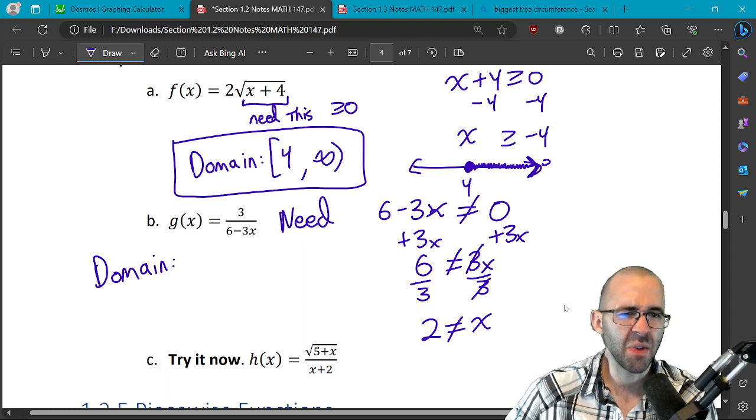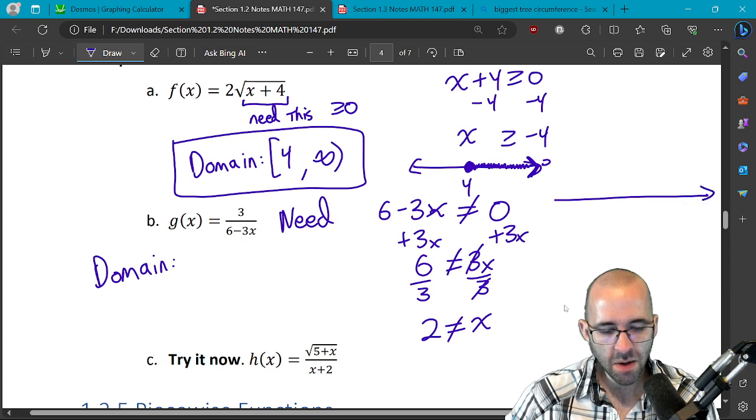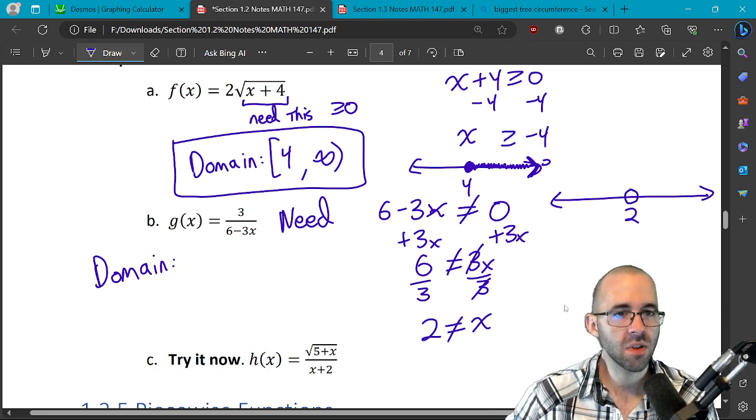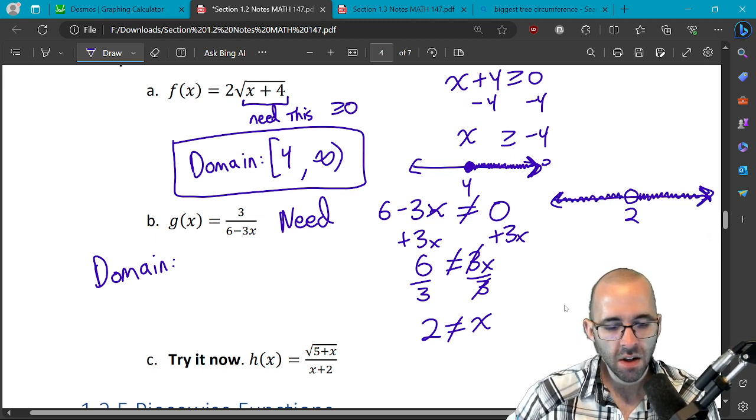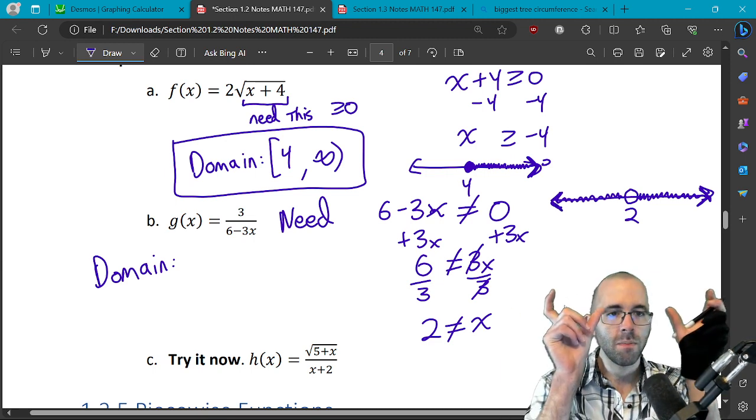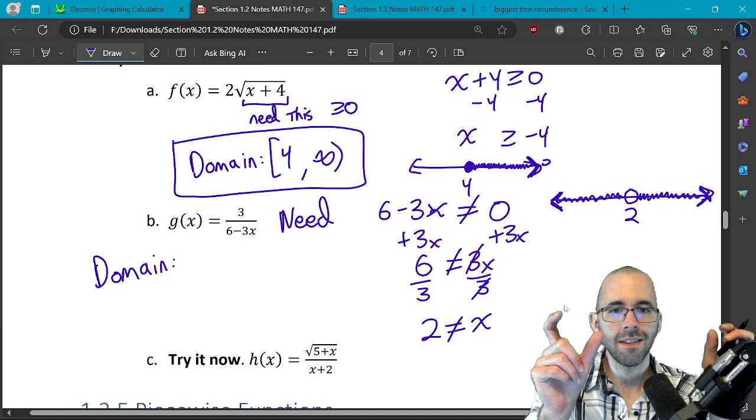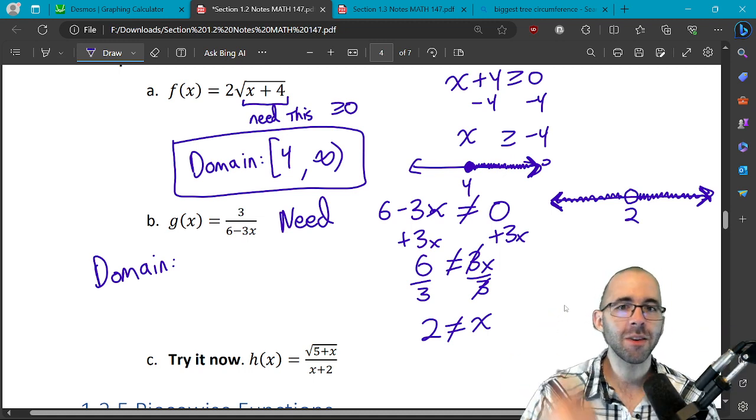How do we write that in interval notation? Well, let's graph it. We have a number line. Say 2 is here. We cannot be 2, so let's draw an open circle. But we can be bigger than 2. We can be smaller than 2. Oh, this is like the practice we were doing where we've got 2 pieces. 2 pieces. So let's start with the piece on the left.